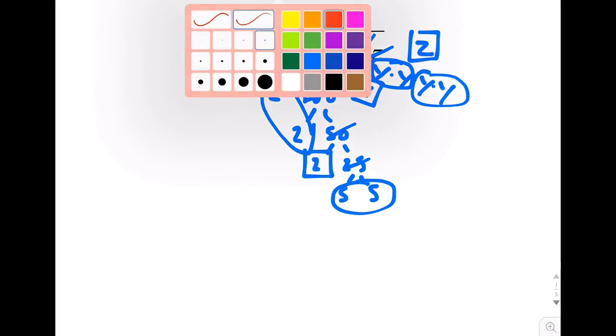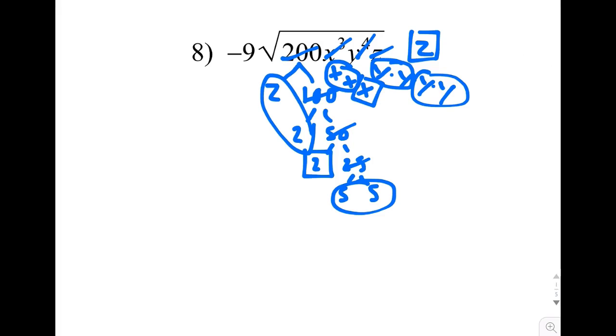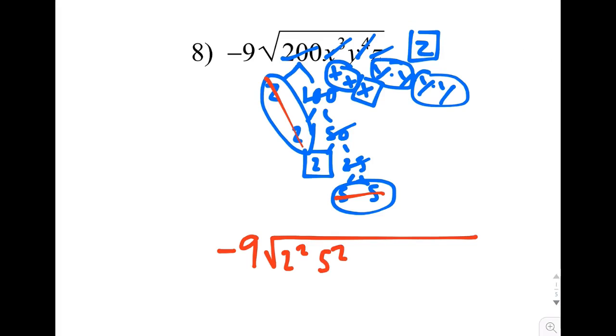So let's bring this all together. I have my negative 9 out front that I started with. Can't lose that. Square root of 2 squared, 5 squared, x squared, y squared, another y squared, and then I have 2 times 2 times x times z. You have to be careful with your handwriting. If you're anything like me, that 2 and that z look dangerously similar to each other, so be careful with that.